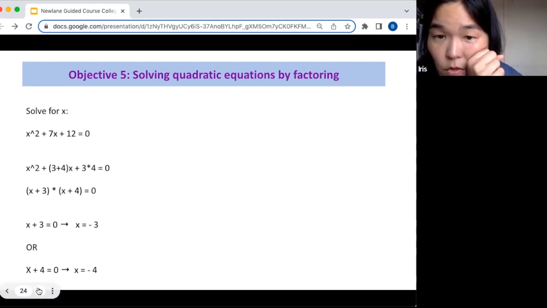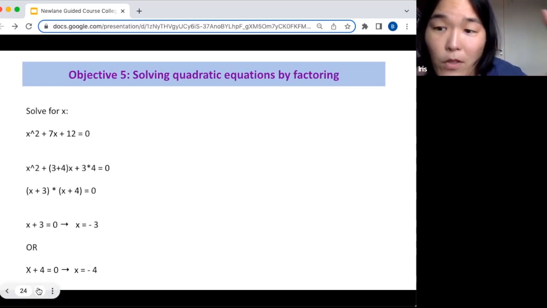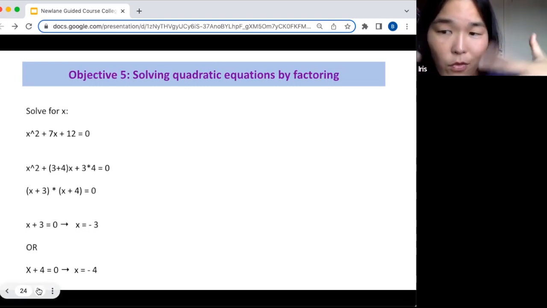This was in the objective: solving quadratic equations by factoring. Why is it called quadratic? Quadra, like square, so it's x squared. So these are polynomials with x to the power of 2 set equal to a value, and then you have to try to solve it.